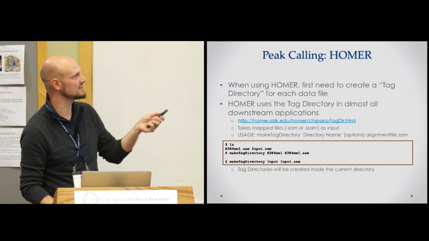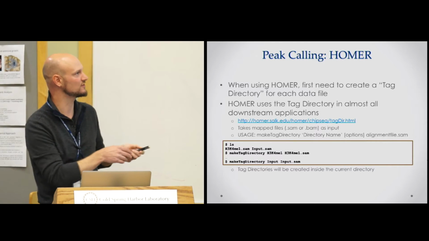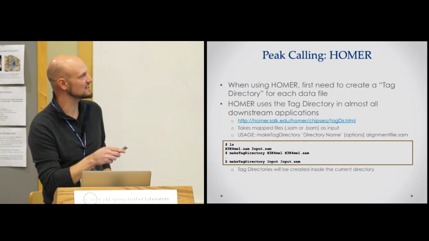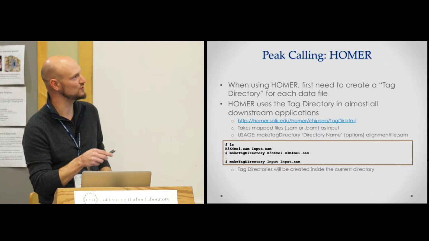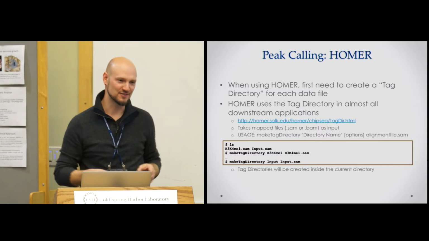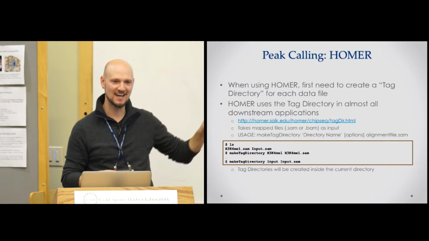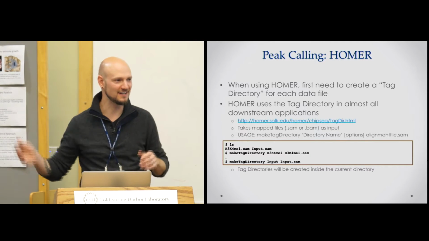It creates these nice tag directories for you, so now you know where all your tags are in the genome, and it has a bunch of downstream applications that you can use. You can plot other signals at the same site. It will take those tag directories to say, when do you want to find the nearest neighboring gene?